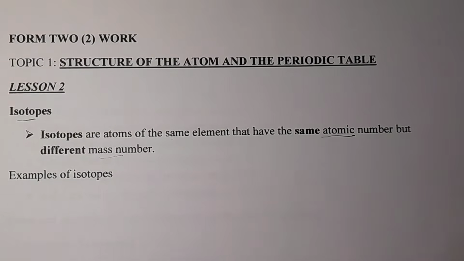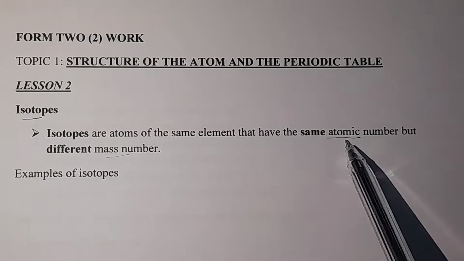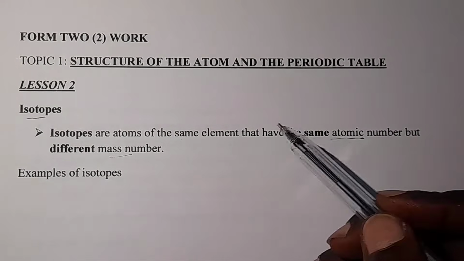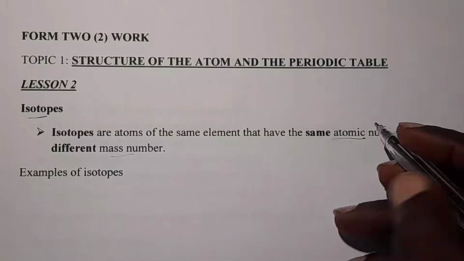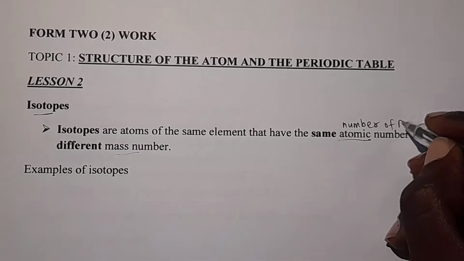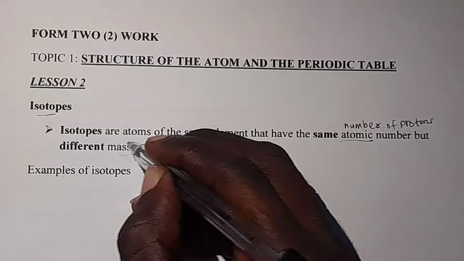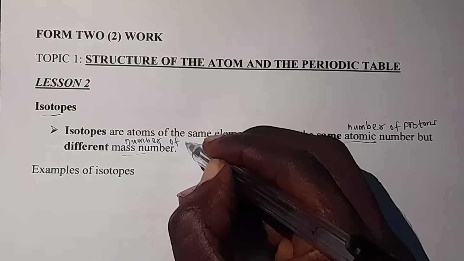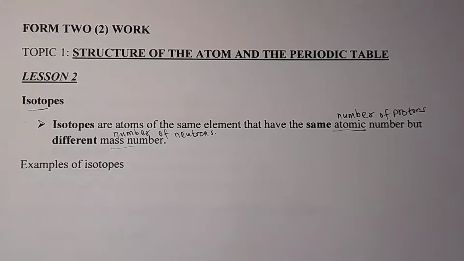During the exam, you can be asked what isotopes are. These are atoms of the same element that have the same atomic number but different mass number. But you can also define isotopes in another way. You can say isotopes are atoms of the same element that have the same number of protons but different number of neutrons. That one can also give you marks.